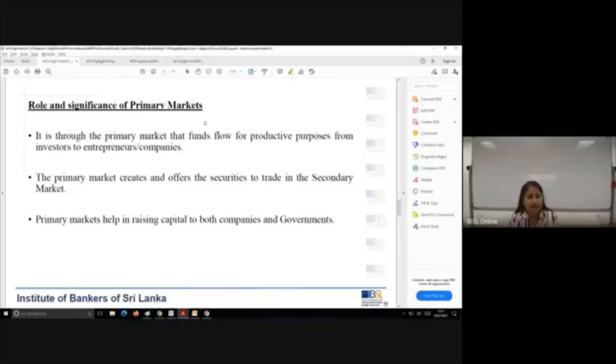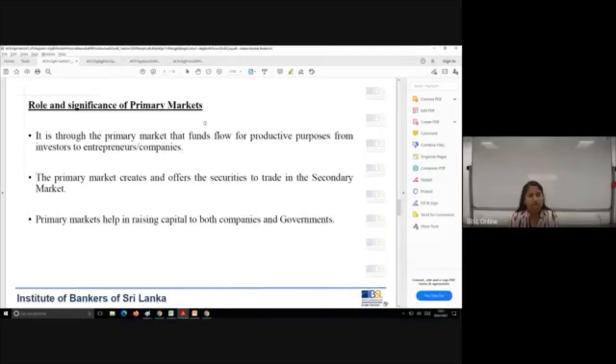Secondly, that primary market is important because that's the market which is creating the security for you to trade in the secondary market. If you don't have a primary market, what are you going to trade with in the secondary market? Okay, so that primary market is the market which creates that new issue.